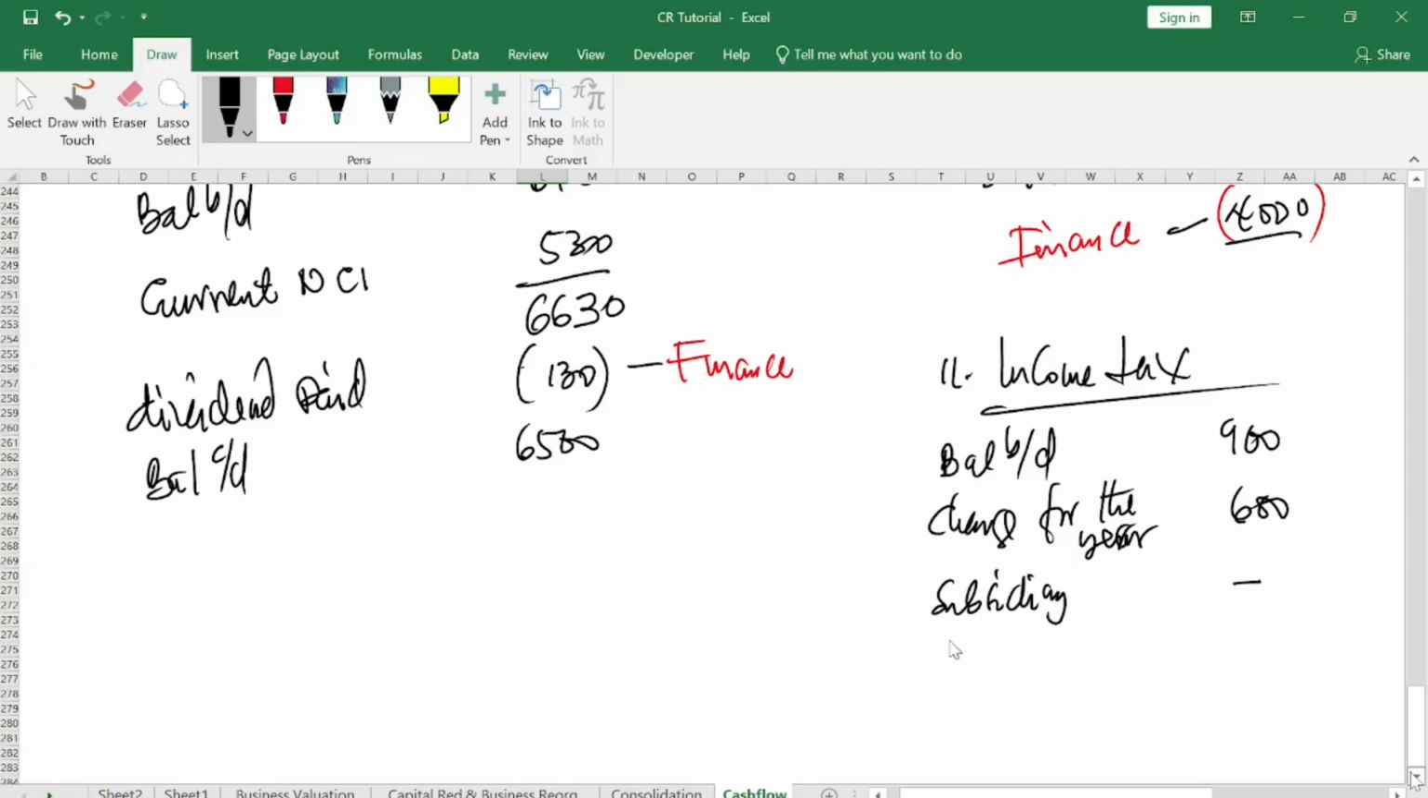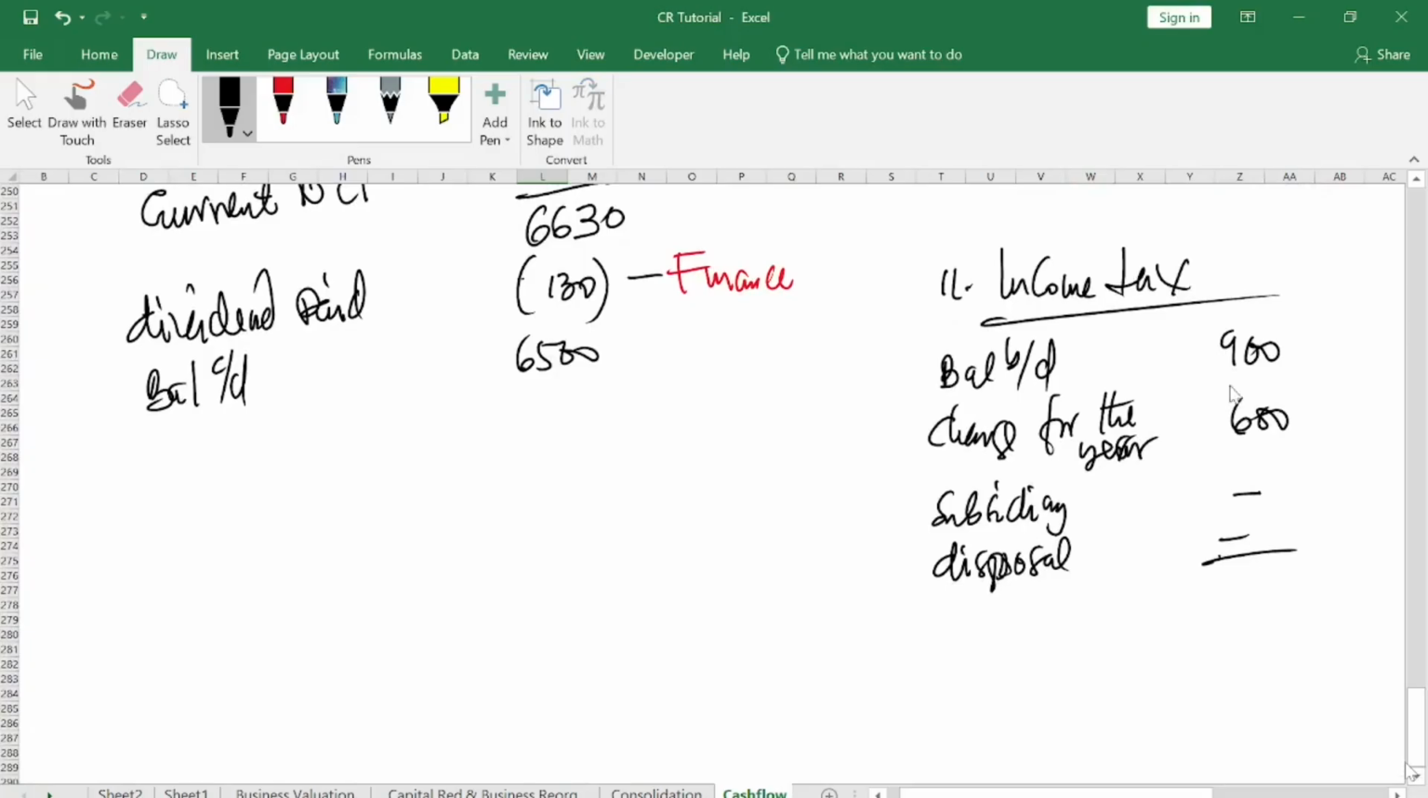Disposal of subsidiary. If you dispose of a subsidiary, and there's any tax component affecting that disposal, you will also bring it here. But there's no disposal, so close it. This plus that will give you 1,500.